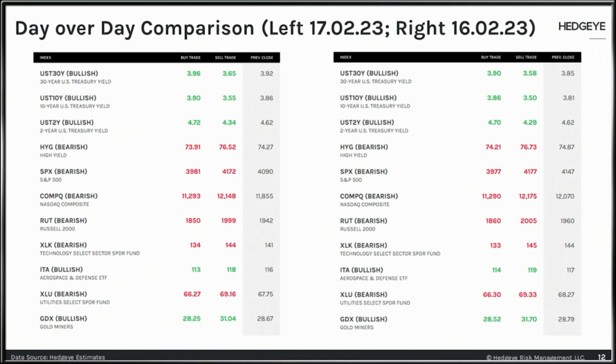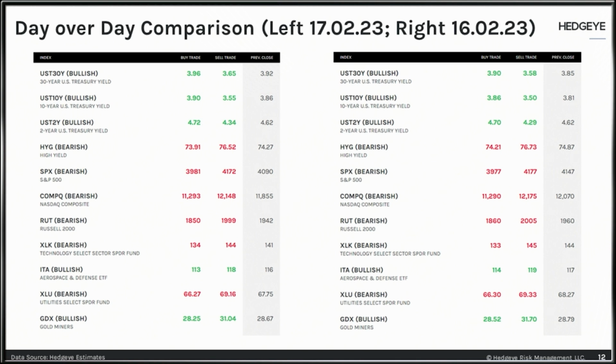XLU went bearish a few weeks ago, and you've got the low end of the risk range making lower lows, and the top end of the risk range making lower highs as well. So you've got 66.27 on the low end versus 66.30 yesterday, and then 69.16 versus 69.33. Again, these are all really important things to review and understand as you're writing down and reviewing your risk ranges.